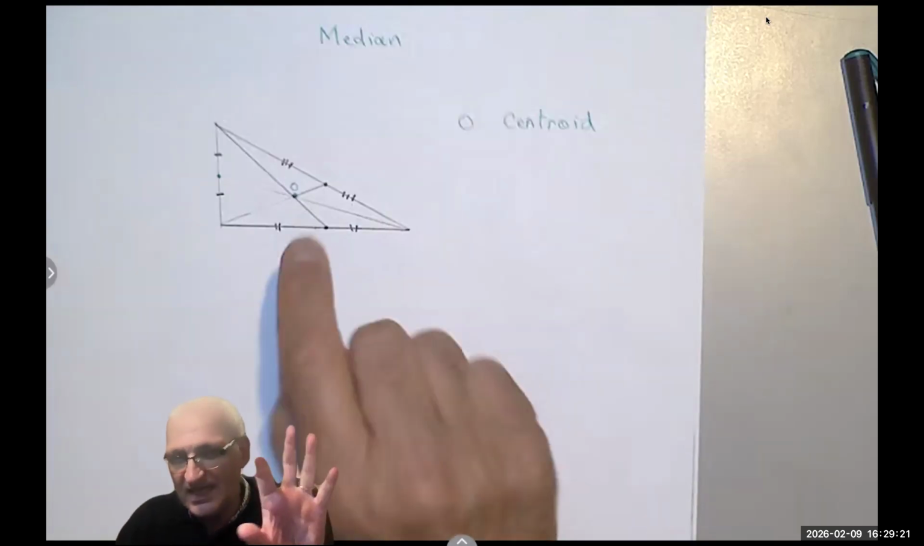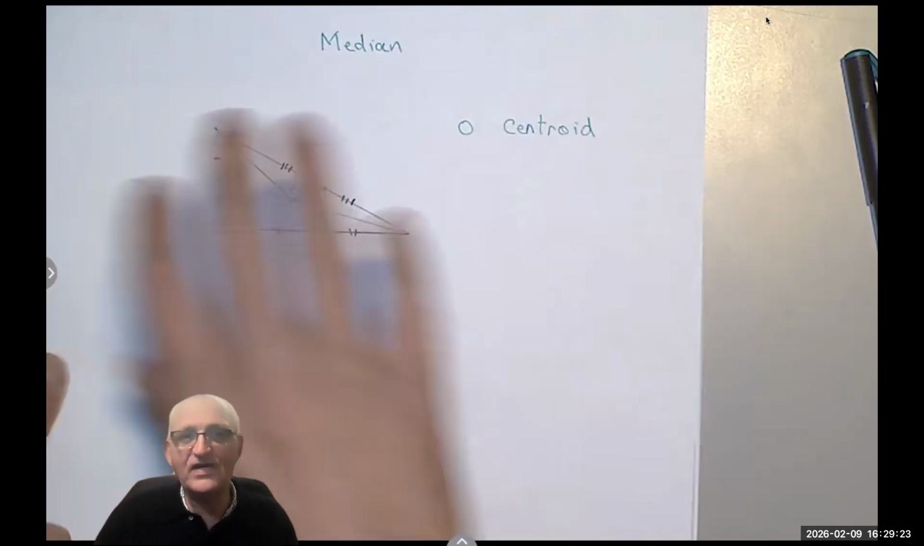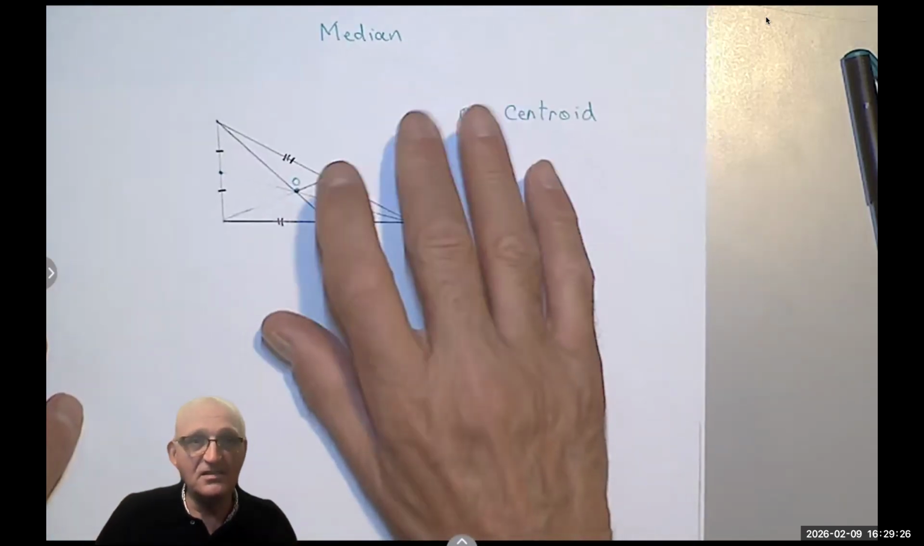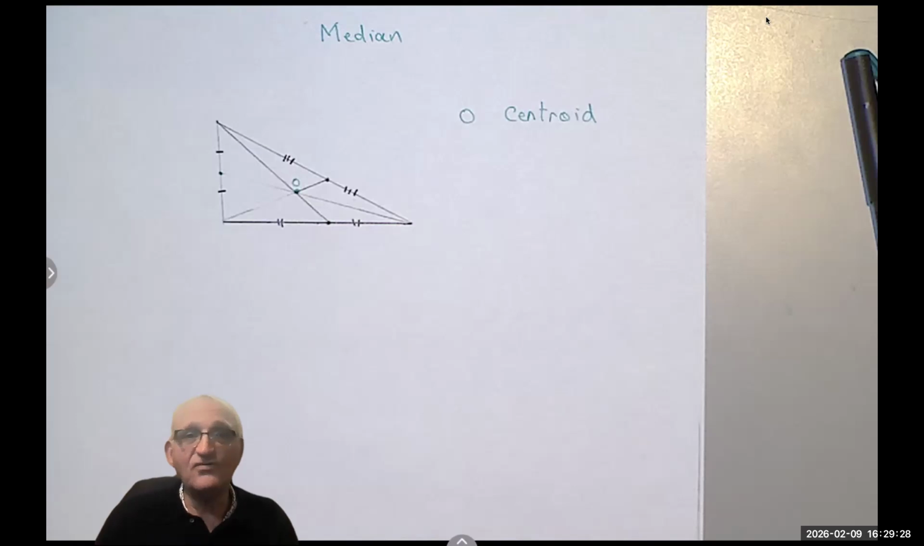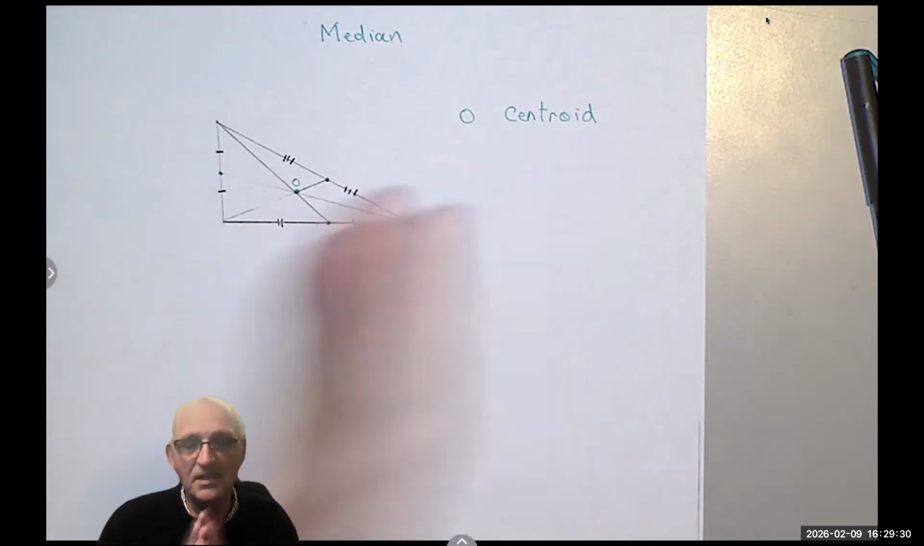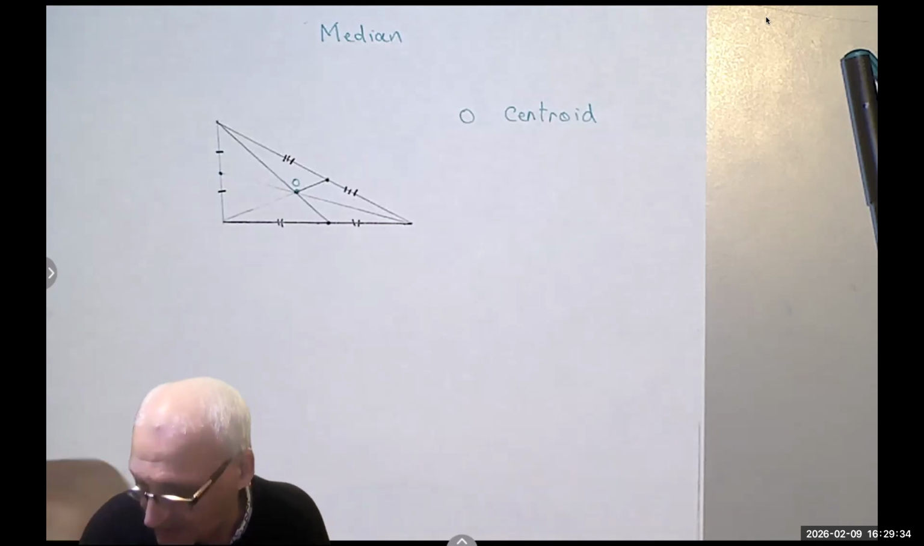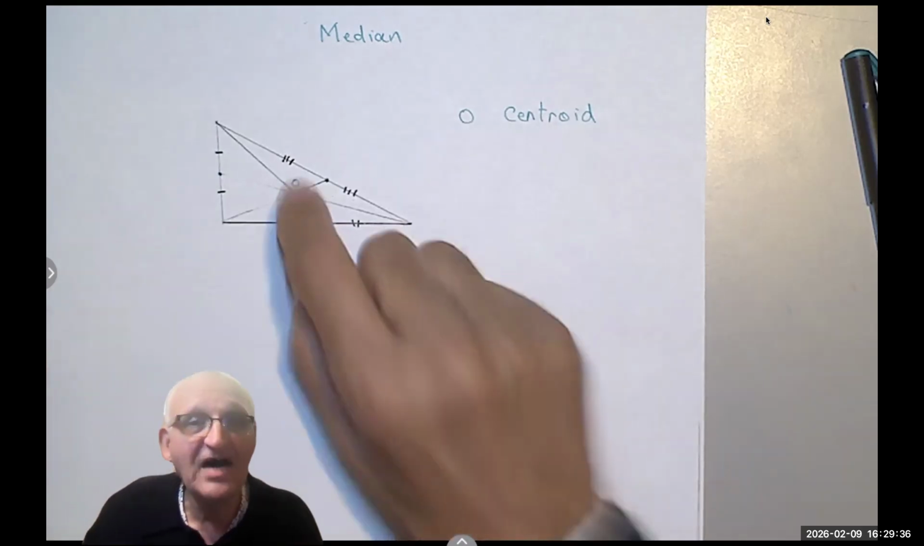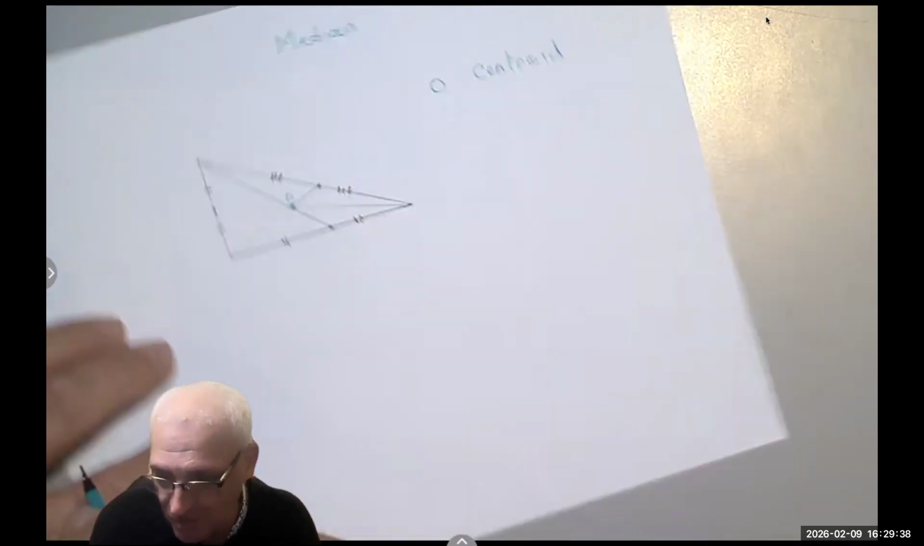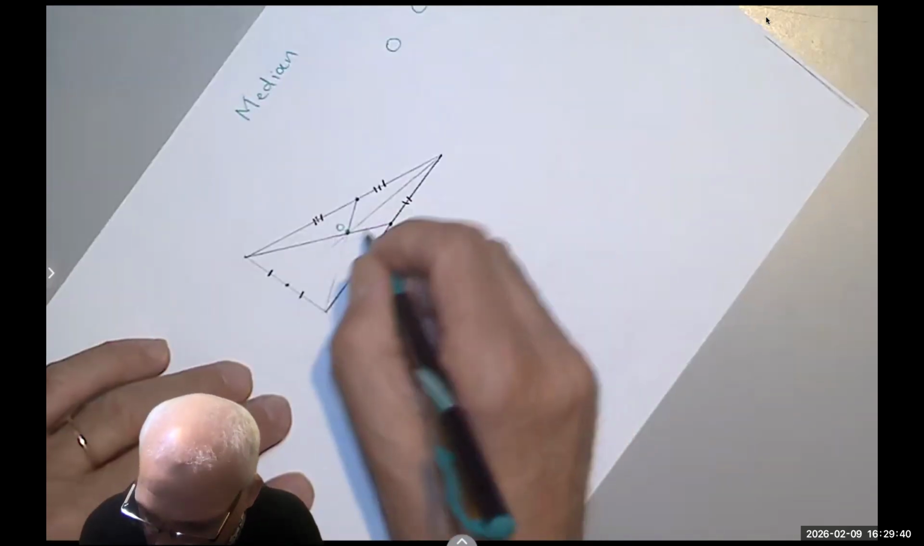I have an advanced or slightly advanced session on how to find the center of mass of different shapes, but really you are going to learn that later. What's important is that this point divides each median into two parts in the ratio 1 to 2.